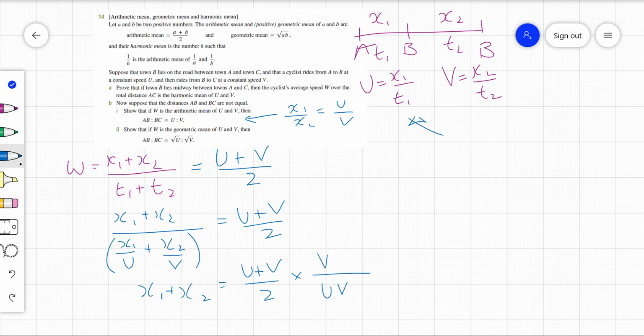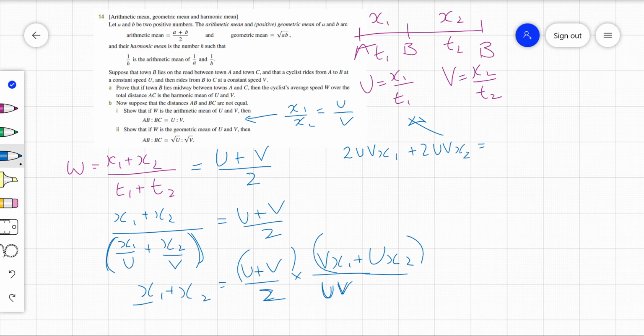So this will be vx1 plus ux2. So just bringing these brackets across and making a common denominator. And you'll see on the bottom there you've got 2uv. So what I'm going to do is just times that across to the left hand side. So I've got 2uv lots of x1s and 2uv lots of x2s.